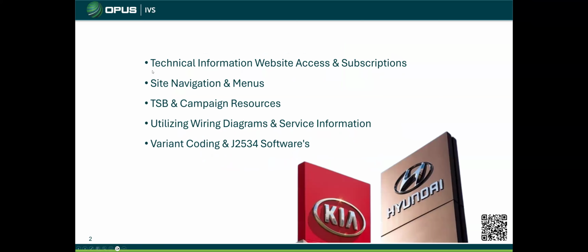A couple of things we're going to be going over on this webinar is how to access the technical service information for both Hyundai and Kia vehicles. We're going to be going over how to navigate through the websites, covering TSBs and campaigns, using the wiring diagrams and the service information, and also using the J2534 software that both Hyundai and Kia provide, along with the reprogramming software, and we're going to dive into variant coding as well.